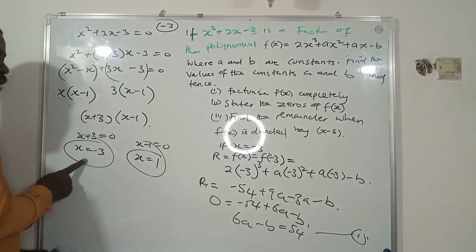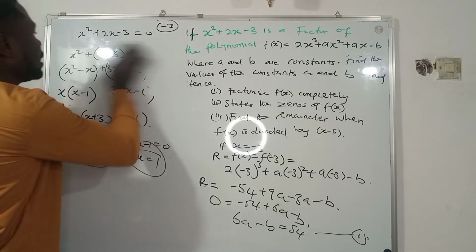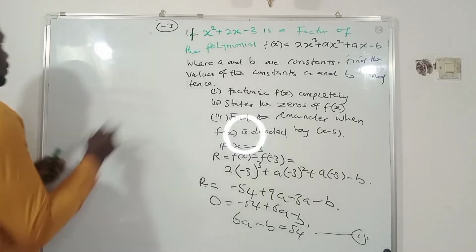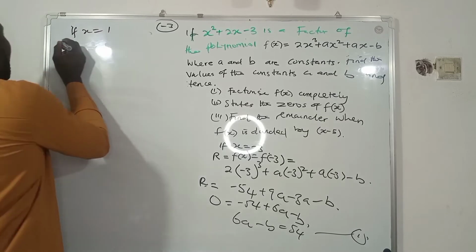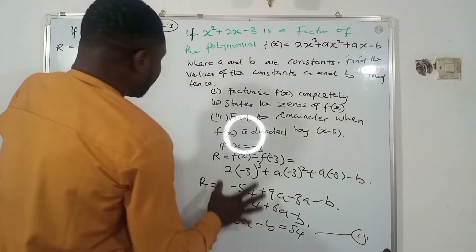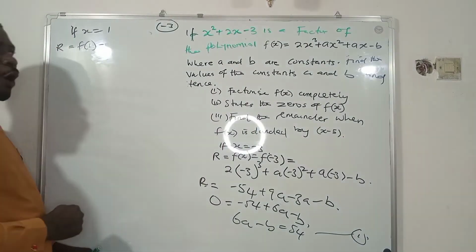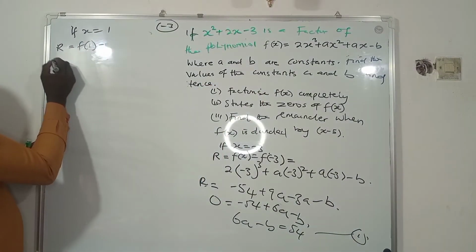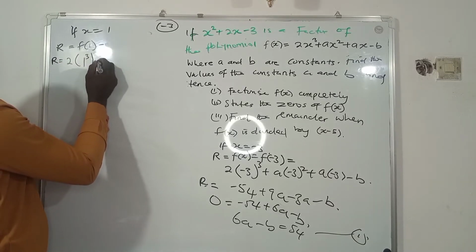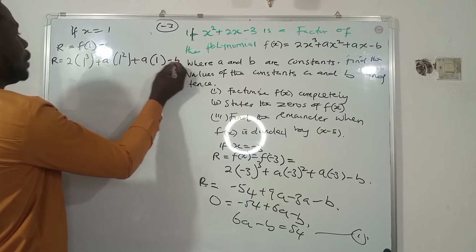Now, that is when we use x equal to minus 3. Let's say, what if x is equal to 1? Let's see what we're going to have if x is equal to 1. We look for the remainder. Remember again, f of 1 is what we did here. We're going to do the same thing: substitute the value of x for 1. Now in this expression, r equals 2 into 1 raised to power 3 plus a into 1 raised to power 2 plus a into 1 then minus b.